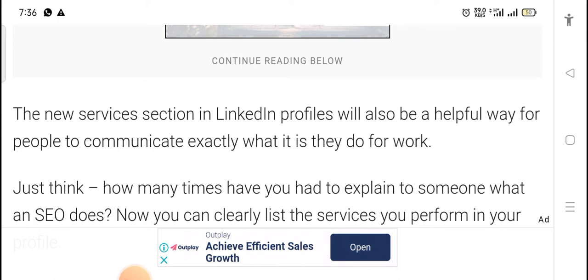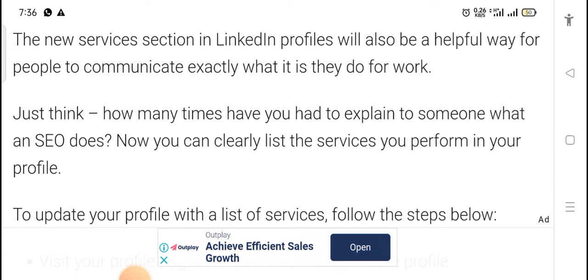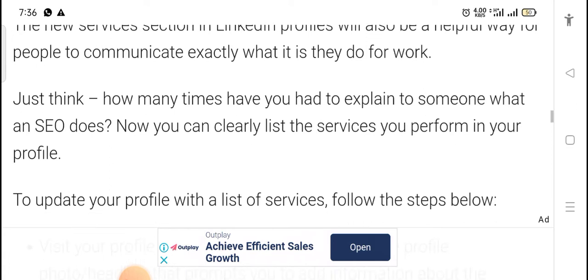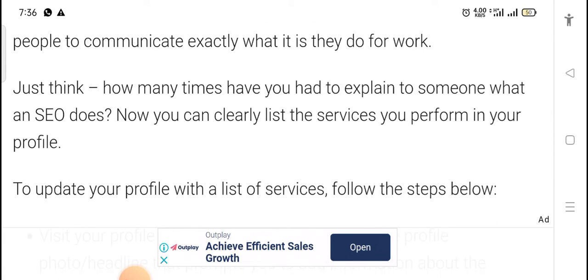The new services section in LinkedIn profiles will also be a helpful way for people to communicate exactly what they do for work. Just think how many times I have had to explain to someone what an SEO does.